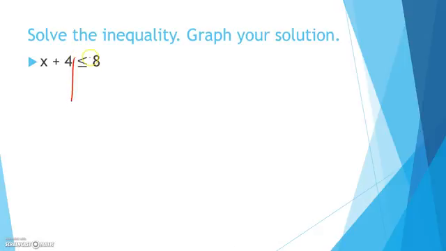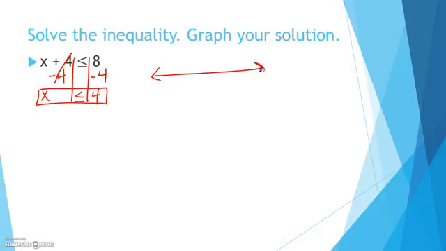I'm going to first draw my railroad tracks, and I'm going to treat this like I'd be solving a one-step equation. So this is an addition problem. So we have to use the inverse operation of addition, which in this case is subtraction. So we're going to subtract 4 from the left side and 4 from the right side. Whatever you do to one side, you have to do to the other. So those 4's cancel out, and we're left with x is less than or equal to 4.